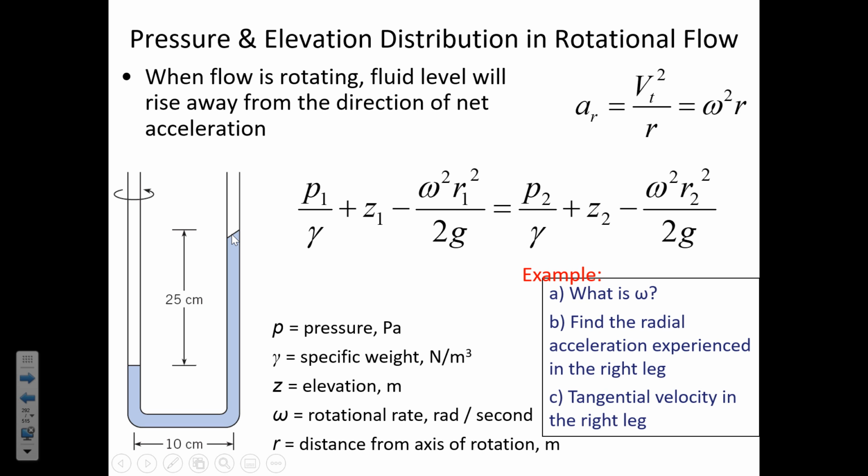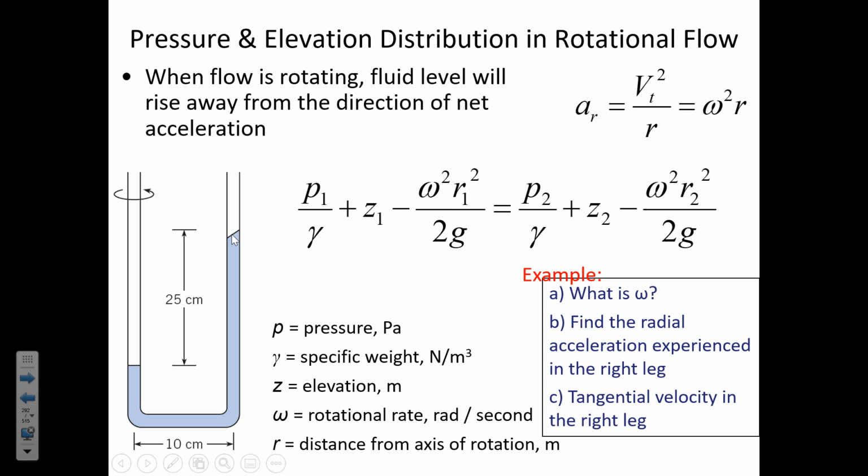So here's our U-shaped tube, and the water level rises on the right because that's the opposite direction of acceleration. If it's rotating about the left leg, then the acceleration is inward. Okay? So we're going to say here's location 1 on the left, location 2 is on the right. The known deflection is 25 centimeters. And we want to find out how quickly is it spinning in terms of radians per second.